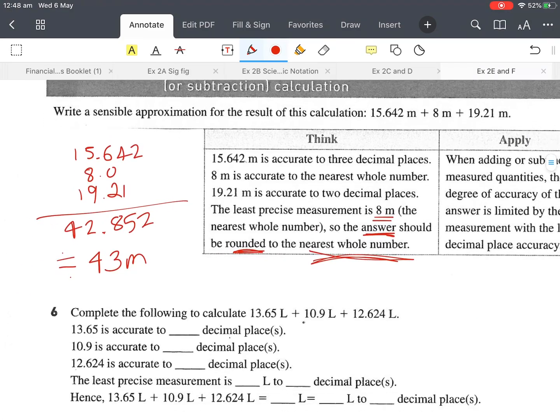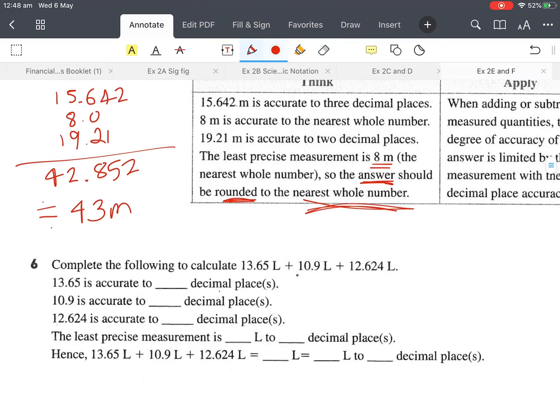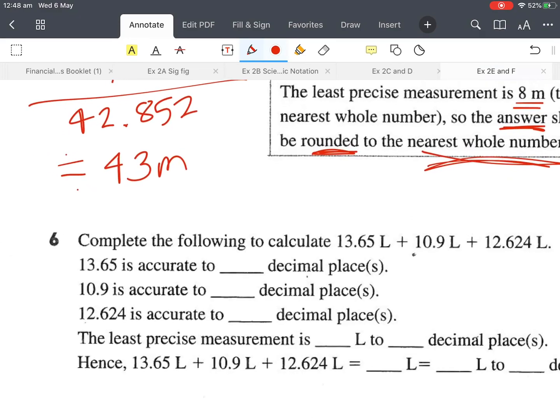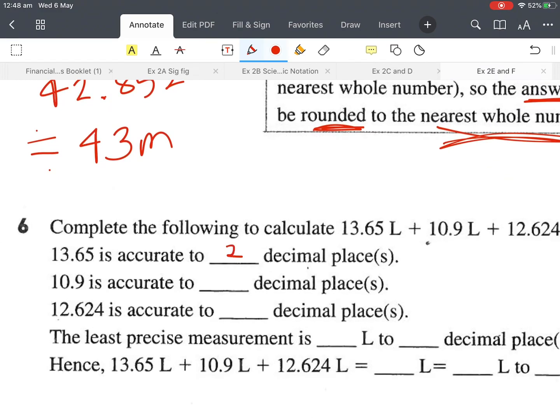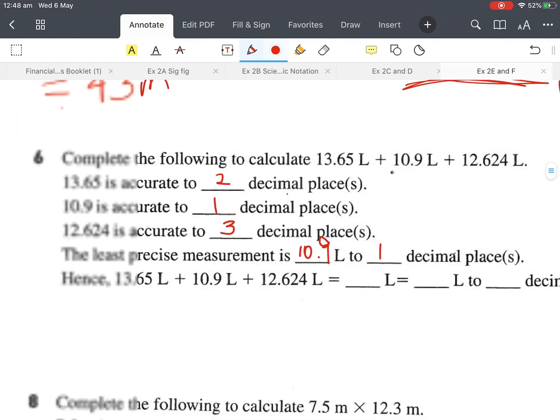Okay, so that's that little bit that was at the end of the very first page in the box at the bottom. So let's do 6 now. It's a little bit more set out. Let's see how we do it. We just need to do it the same, pretty much like what the box said. So 13.65 is accurate to 2 decimal places. 10.9 is accurate to 1 decimal place. And 12.624 to 3 decimal places. So the least precise measurement is 10.9, oh that's a 9, sorry, to 1 decimal place.